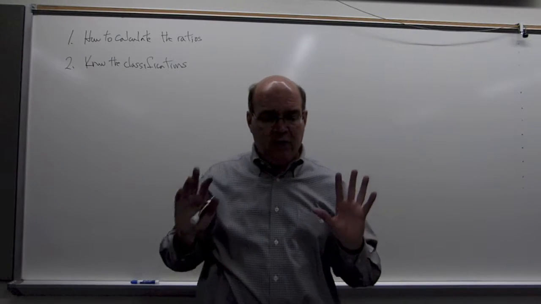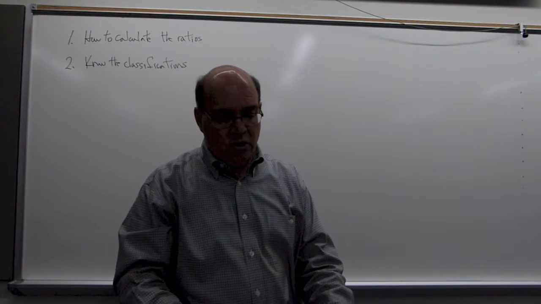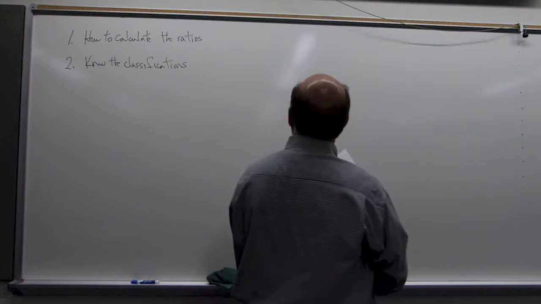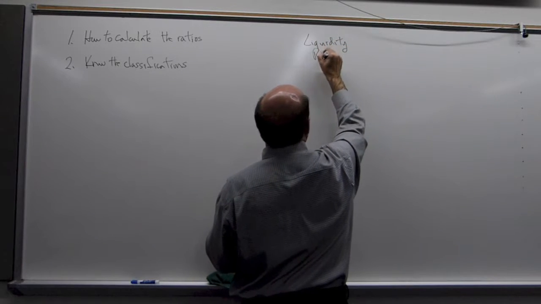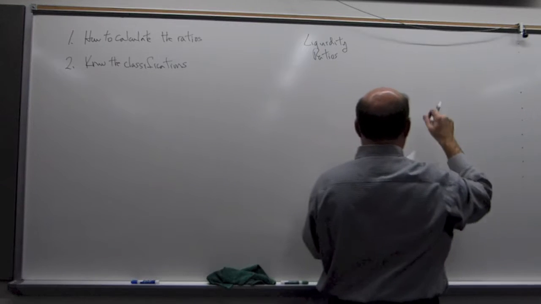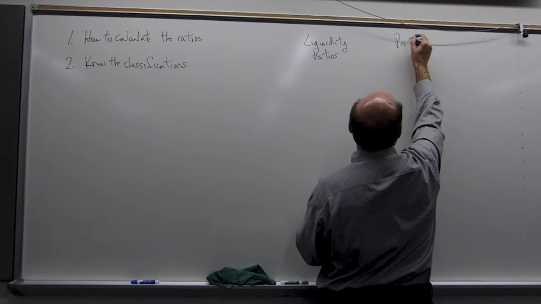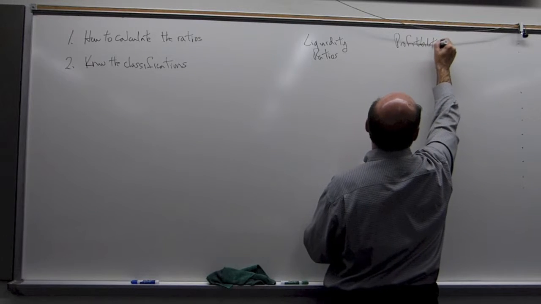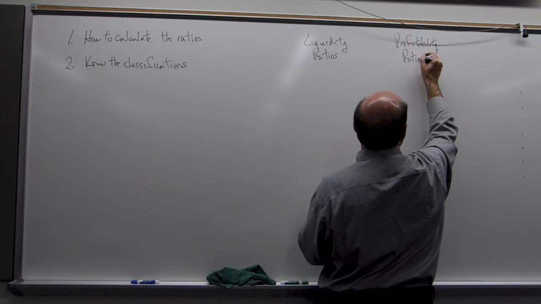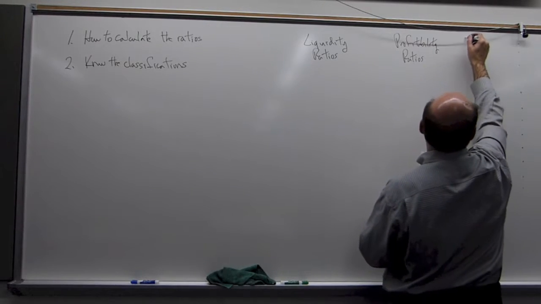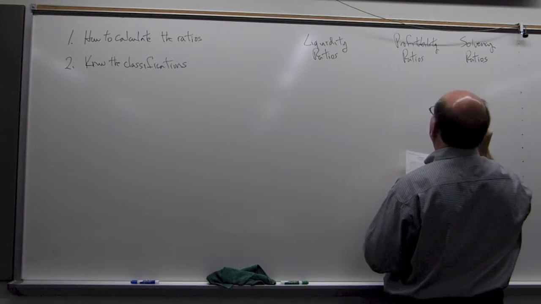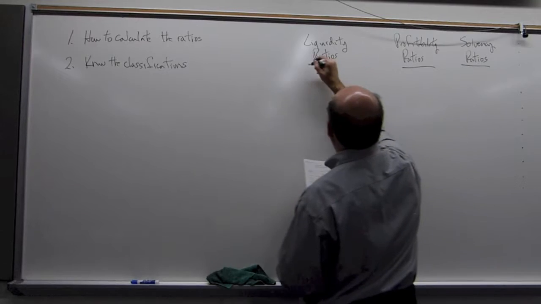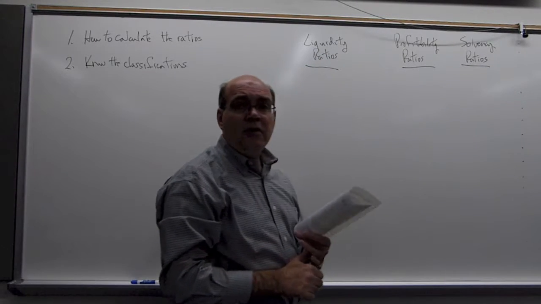Now, what does that mean? Well, if you look on page 676, you have three major classifications, right? You have liquidity ratios, and then you have profitability ratios, and then you have solvency ratios. And under each one of those, you have the ratios listed.